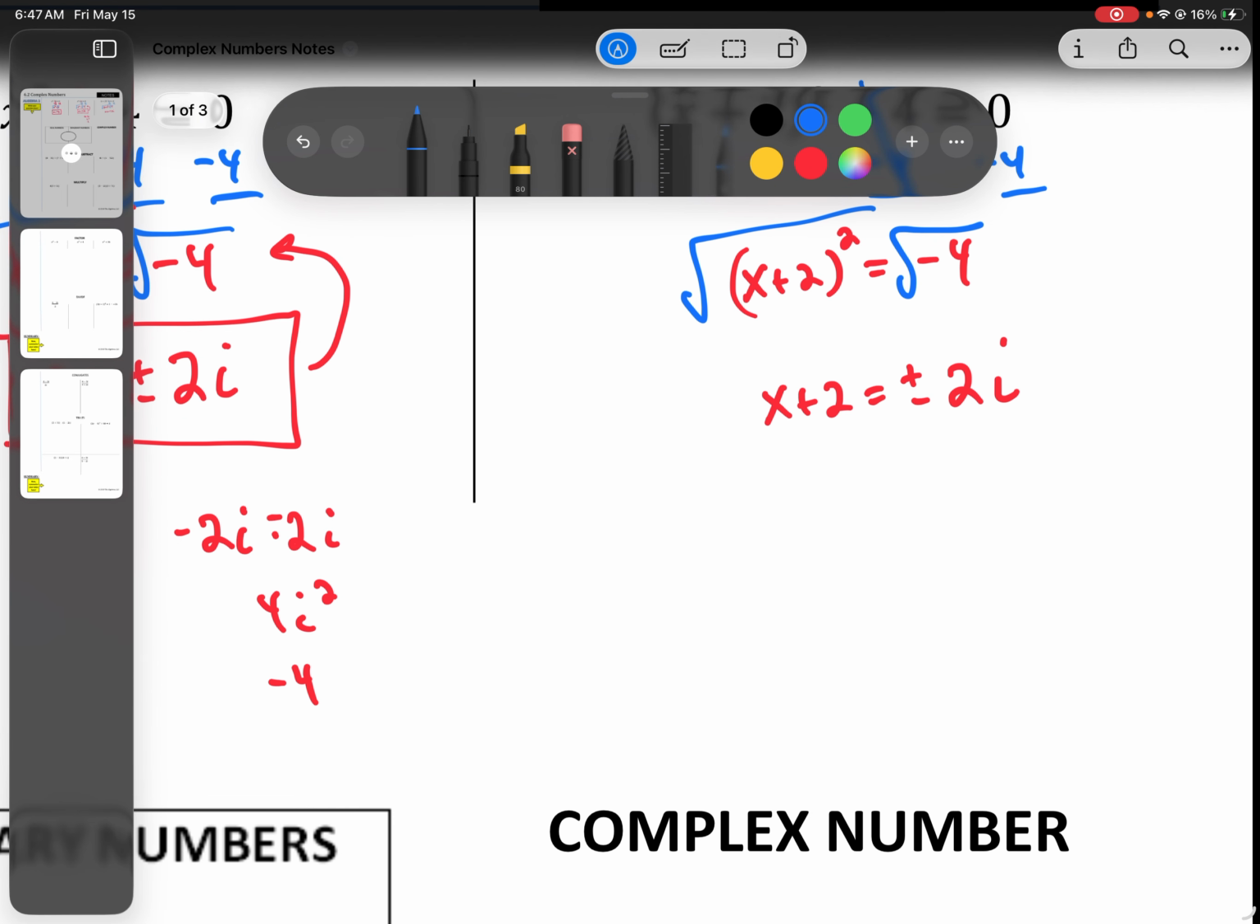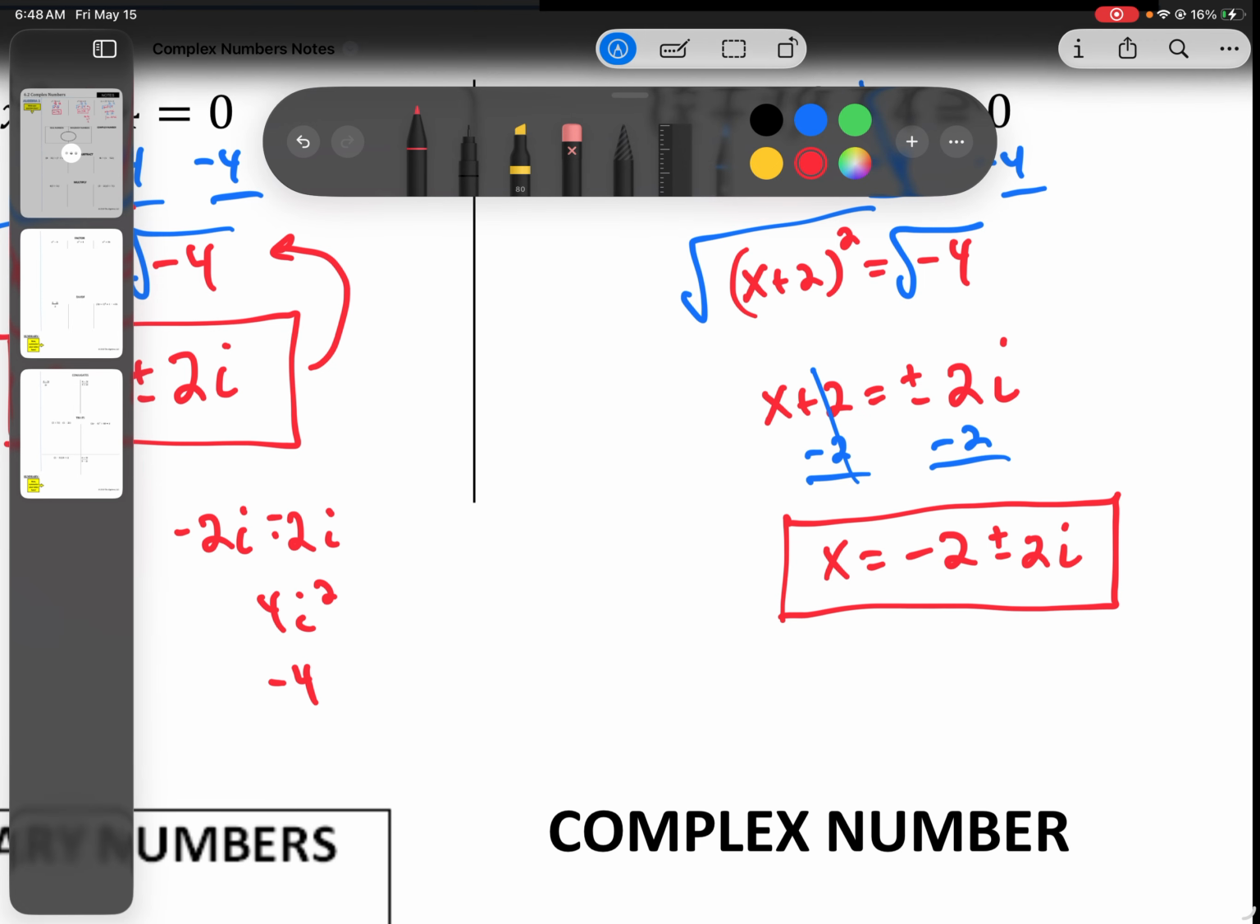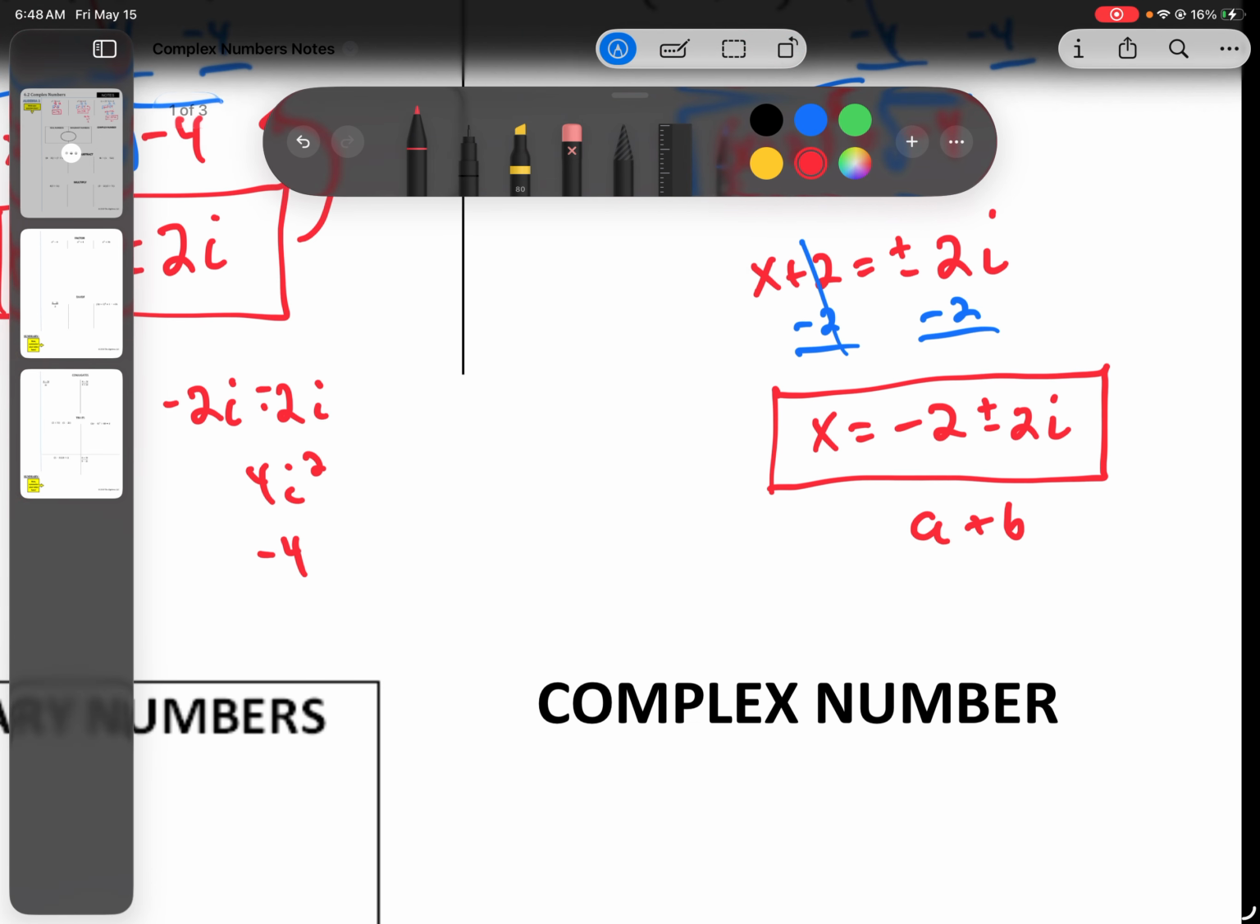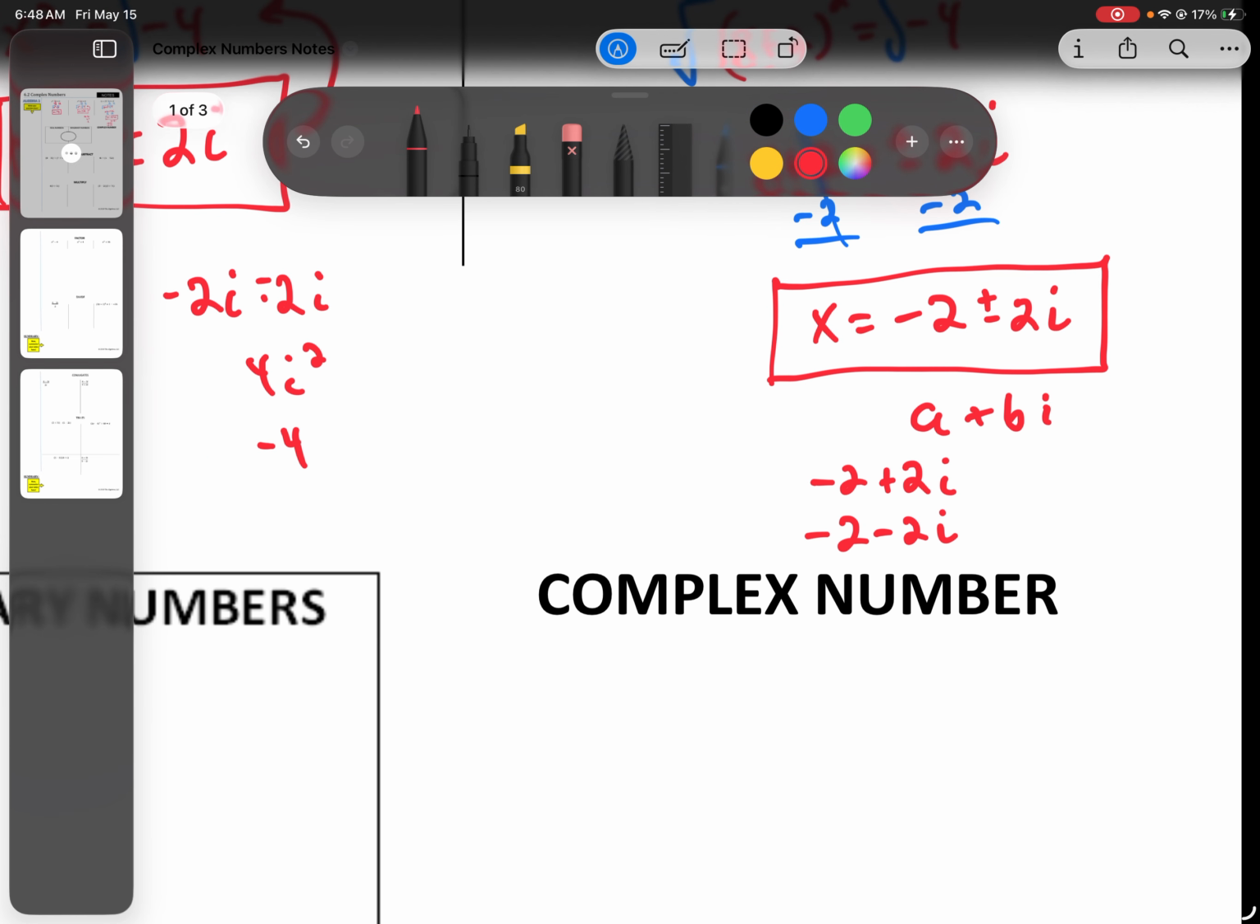And now I can subtract 2 off of both sides, and I get x equals, and now I have a real number and an imaginary number. I can't add them together, so I'm going to write them in that complex form, a plus bi. And remember, a is the real part and bi is the imaginary part, and that's a complex number. And plus or minus means there are actually 2 answers here. I just want to make sure we recall that. The answers are really 2 different numbers, and those numbers have a special name. They're called conjugate pairs.